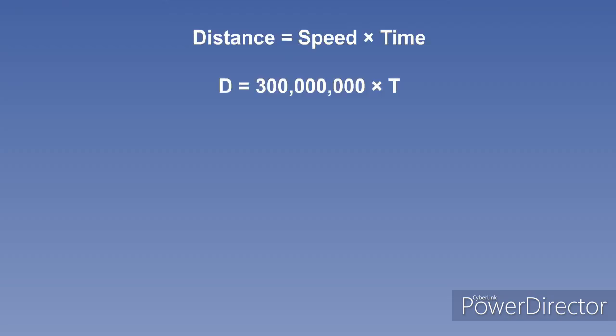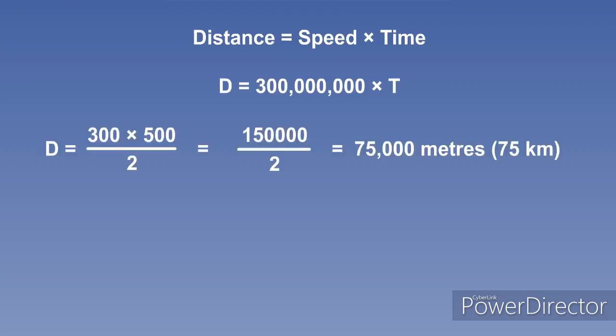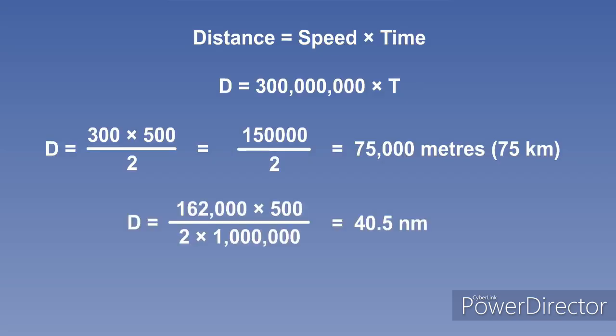Let's look at an example. If the time it takes to receive the echo is 500 microseconds, then distance equals speed, 300 million meters per second, times time of 500 millionth of a second, divided by 2 to get the one-way distance. If you want the answer in nautical miles, then replace the 300 million meters per second by 162,000 nautical miles per second. A quicker way is to divide the time of 500 microseconds by 12.36, the time of a radar mile.